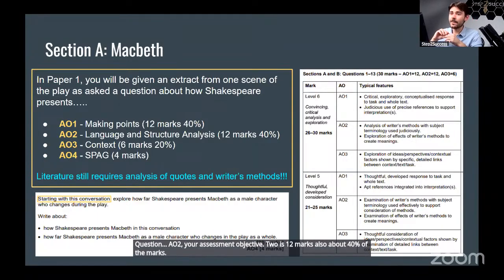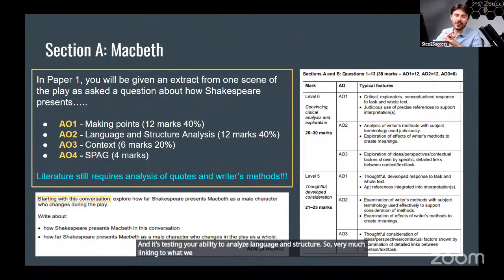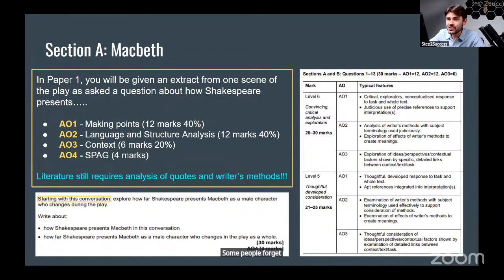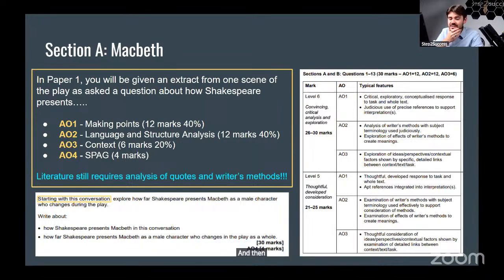And it's testing your ability to analyze language and structure. So very much linking to what we did a few weeks ago when we looked at language and structural devices. Can you analyze quotes? Some people forget that for literature, you still need quotes and we still need language and structural analysis on a perceptive level. And we'll look at this again in a sec. And then 6 marks out of the 30 are for context, which is about 20% of that.